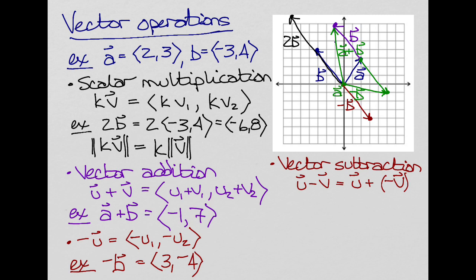And let's actually do those. A minus b. We'll do it component-wise, so 2 minus -3 and 3 minus 4. And if we look at the vector A minus b, that's what we did. We went 5 to the right and down 1.